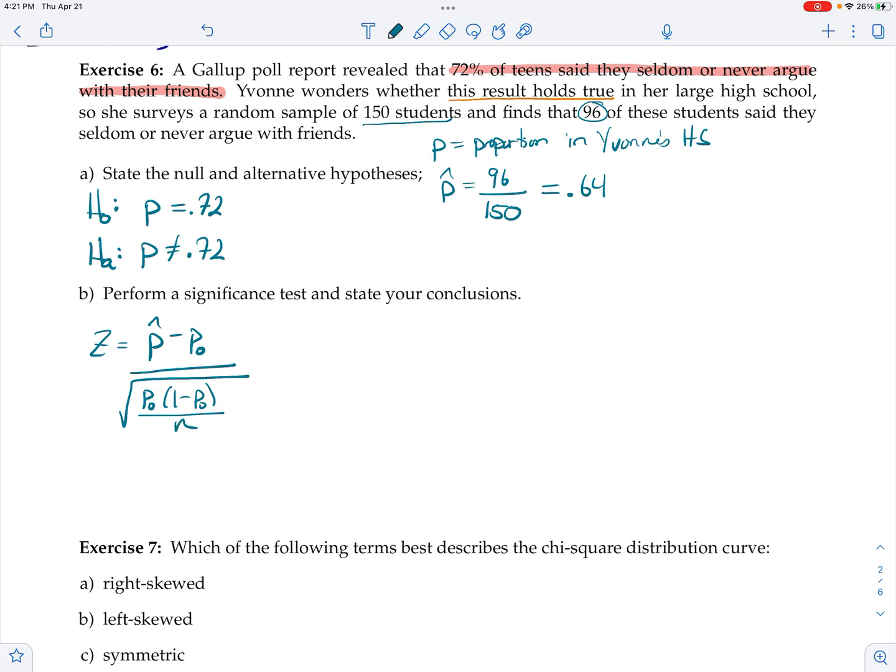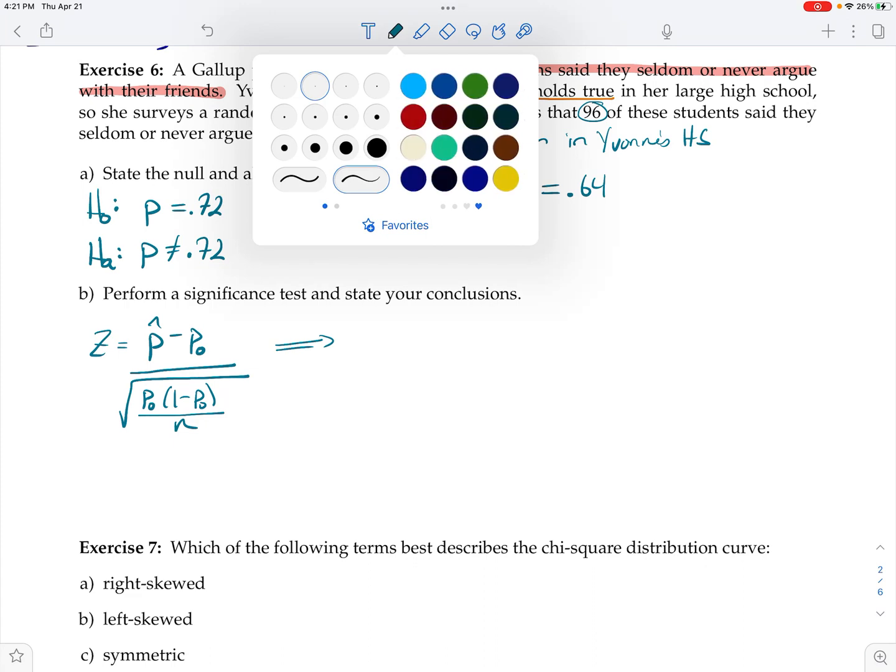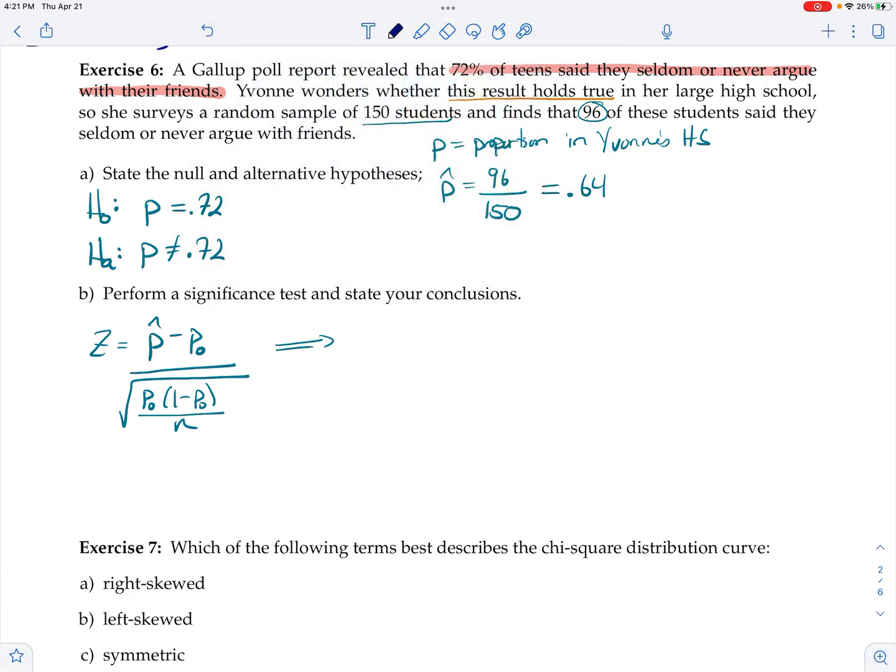When you actually go to plug this in, I typically wouldn't write the formula down on a test. I would just plug everything in, but I wanted to show you here. You're going to get Z equals 0.64, our p hat, minus 0.72, divided by the square root of 0.72 times 0.28 all over 150, since she sampled 150 students. Crunch the numbers on this and you'll get negative 2.18.